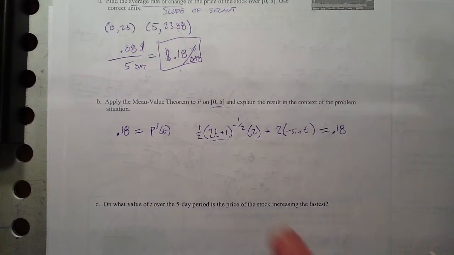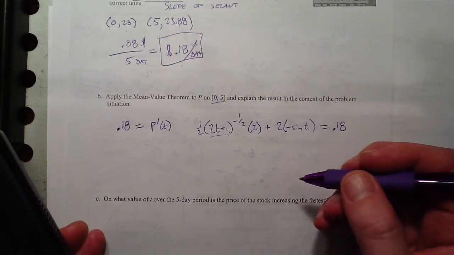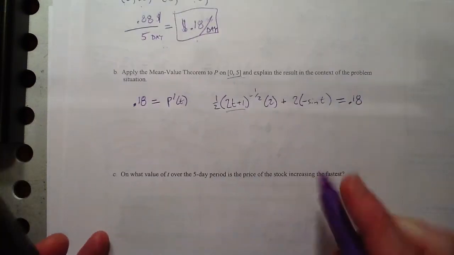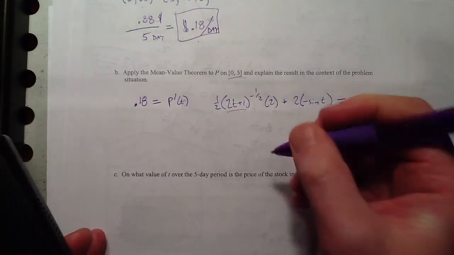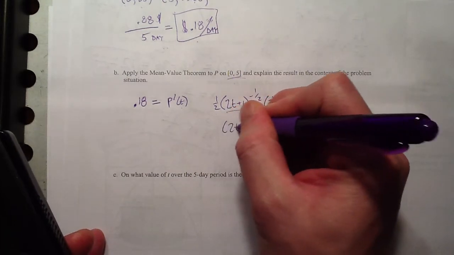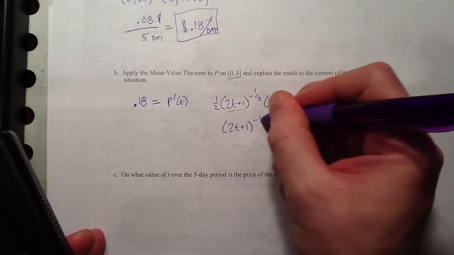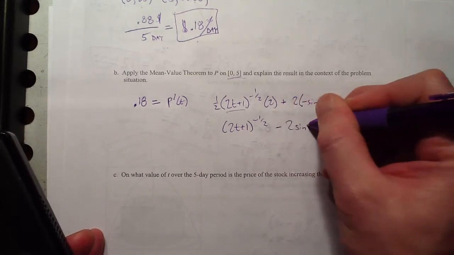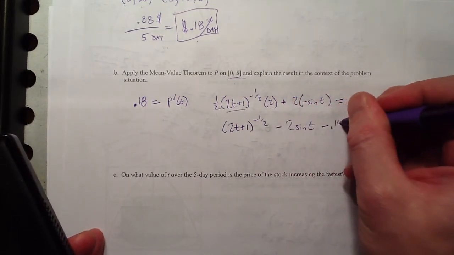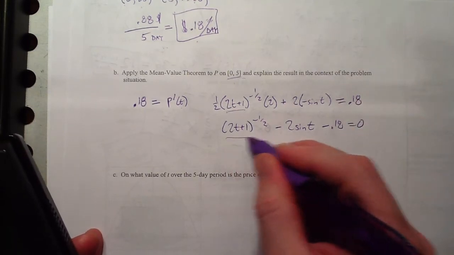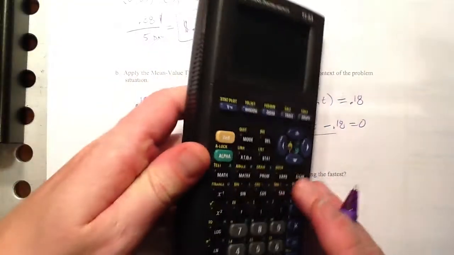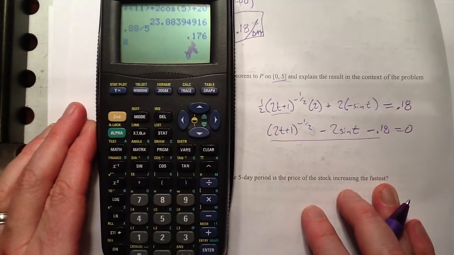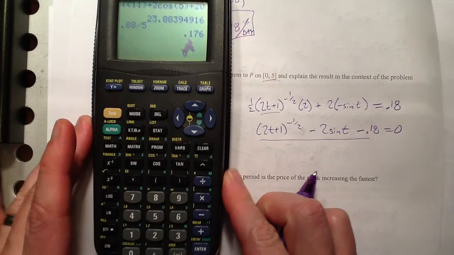Now, that's not any kind of equation you can solve without a calculator. So we need to solve this with a calculator. The 1/2 and the 2 cancel out, so I'm going to end up with (2t plus 1) to the negative 1/2 minus 2 sine t minus 0.18 equals 0. Why did I move everything to one side? Because now I'm going to graph that and find the zeros.